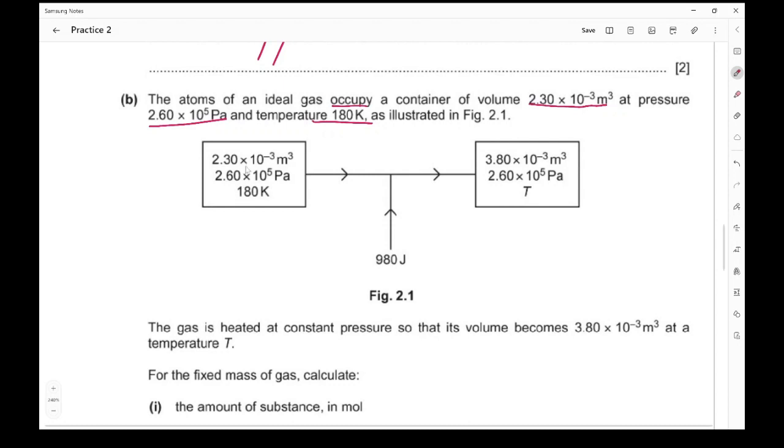We can see something has happened. There is a definite increase in volume over here. We can see that increase in V.